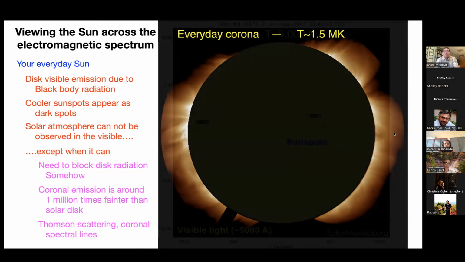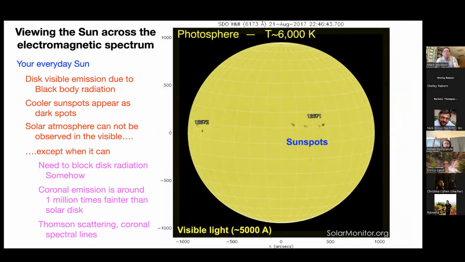But in any case, this is what the sun looks like in the visible light, whether you see the disk or you block the disk and see the atmosphere. So with the same wavelength range, you can see very cold stuff in the photosphere or the solar corona at very high temperatures, at around 1 million degrees. Let's see what happens in between and which wavelengths to use.